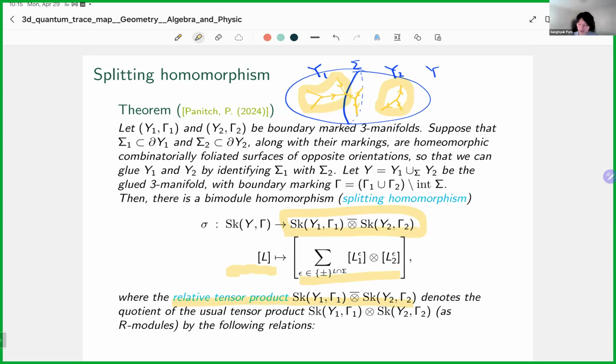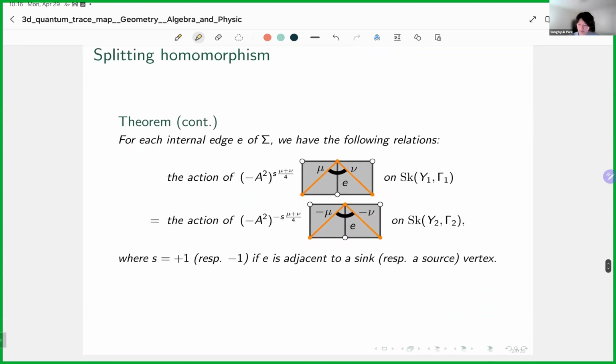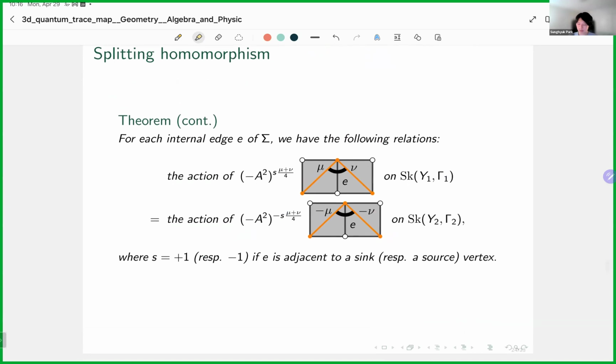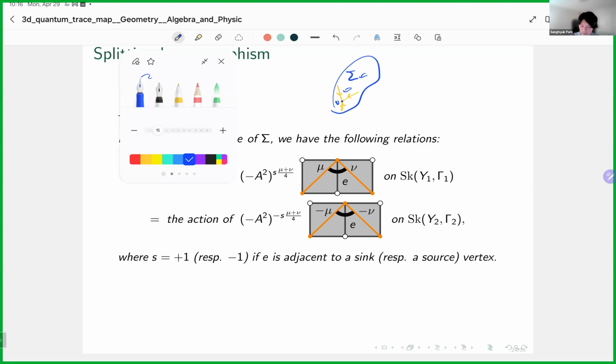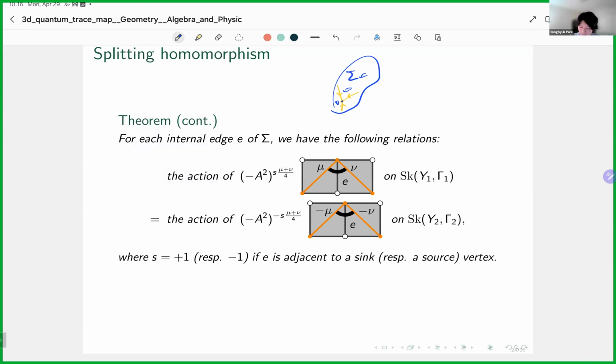Right. So the codomain is not the usual tensor product as R modules, but rather it's a quotient of it by the relations, which is that if this is our combinatorially foliated surface sigma, and let's say this is a vertex of marking on that combinatorially foliated surface, then we know that by the observation that I made earlier. Okay, so we have this, all right, Y1, Y2, this was sigma.